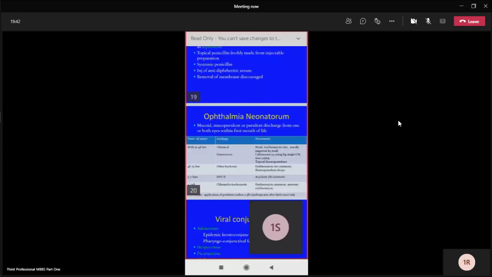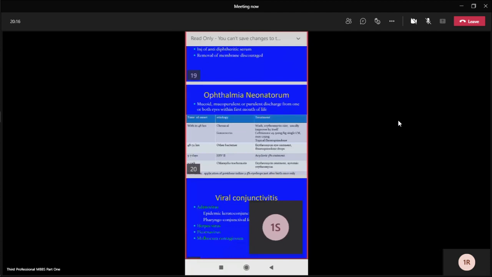What is ophthalmia neonatorum? The conjunctival infection during the first month after birth is called ophthalmia neonatorum. If there is conjunctivitis within the first 2 days, we have to think about chemical conjunctivitis and gonococcal conjunctivitis and treat accordingly with systemic ceftriaxone and topical quinolones.